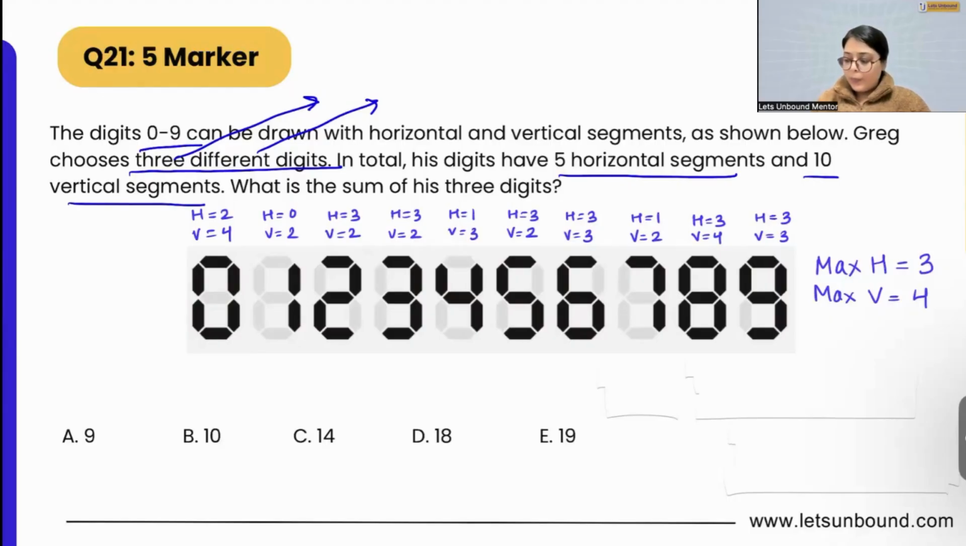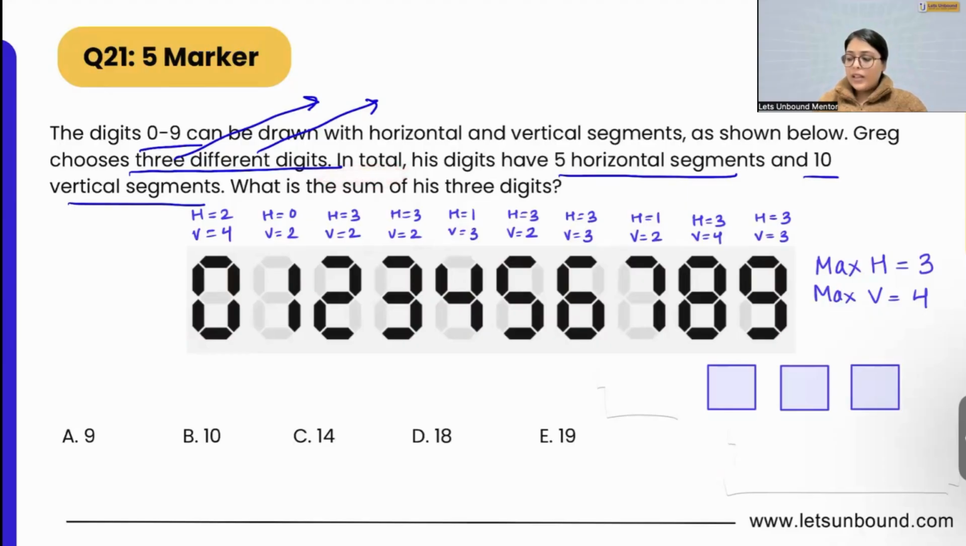Okay. Now, coming to the question, Greg wants to choose 3 different digits, right? So Greg wants to choose 3 different digits. So I've placed 3 boxes here, each for 1 digit. But there is a condition that his digits have 5 horizontal segments and 10 vertical segments in total. Don't forget this word, in total.